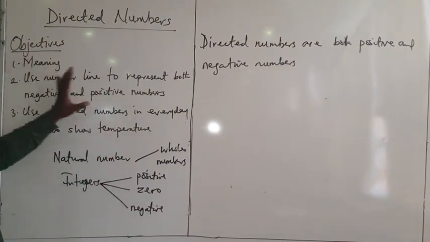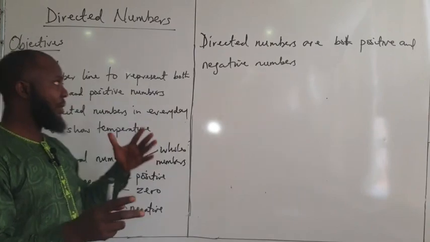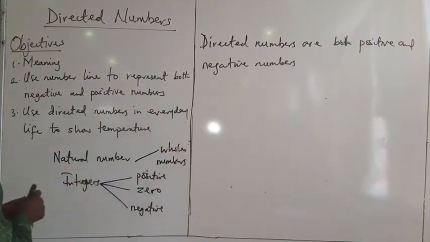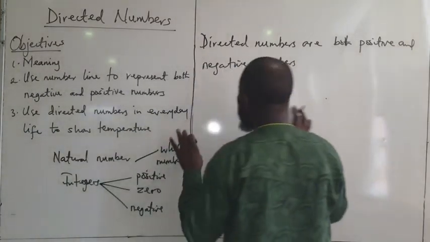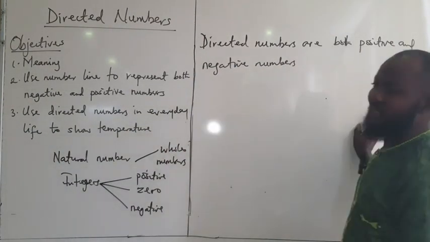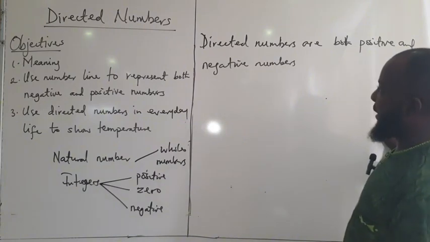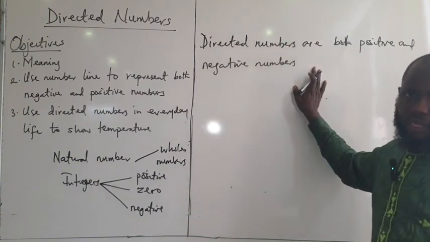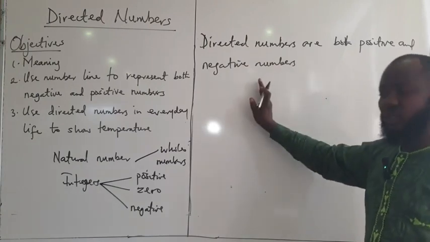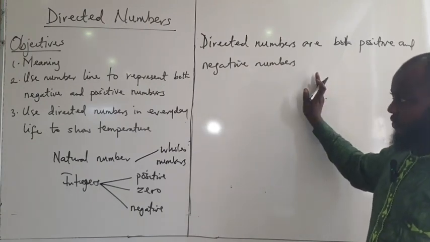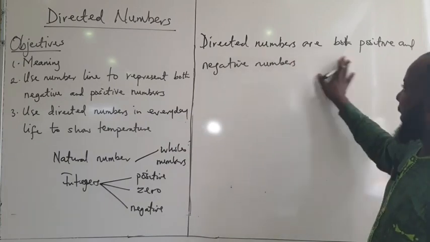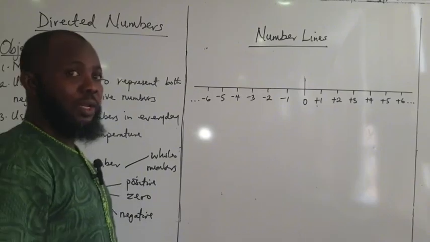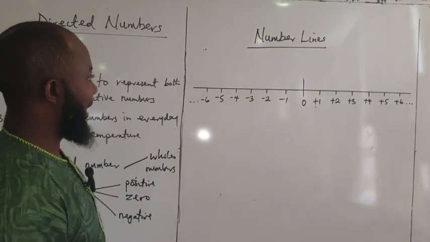So that is the meaning of directed numbers. We're talking about both positive and negative numbers, and we are talking about the numbers on number lines. So when you draw a number line, all the numbers you have there are directed numbers. Hope I'm making sense. It should be positive, it should be negative. I hope that is clear. So that is what we want to look at under the meaning of directed numbers. Now we want to look at number lines.